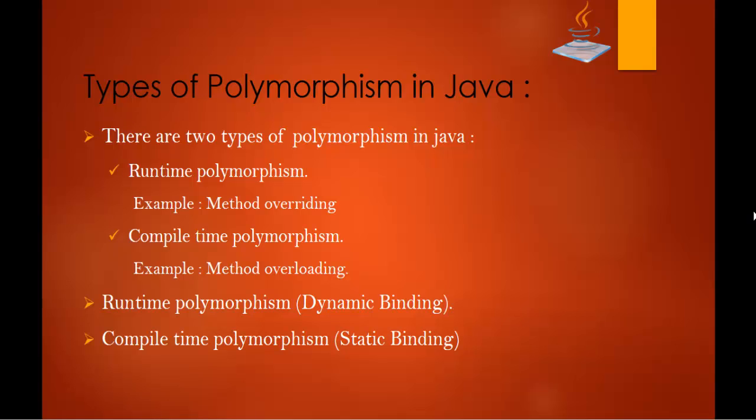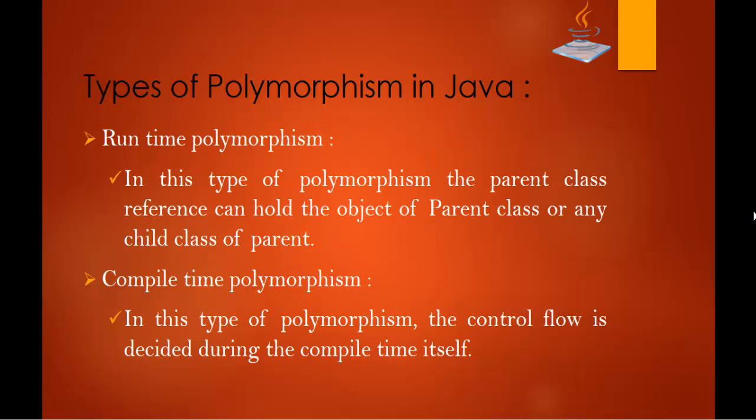Dynamic or runtime polymorphism is also called dynamic binding. Compile time polymorphism is also called static binding. Now we'll understand what runtime polymorphism is. In this type of polymorphism, the parent class reference can hold the object of the parent class or any child class of the parent. So what do you mean by this? To understand that very clearly, I'll jump into Eclipse and show you a demo of it.